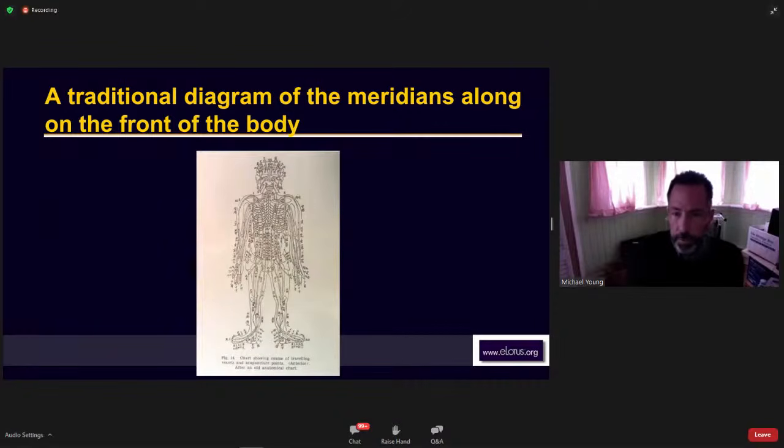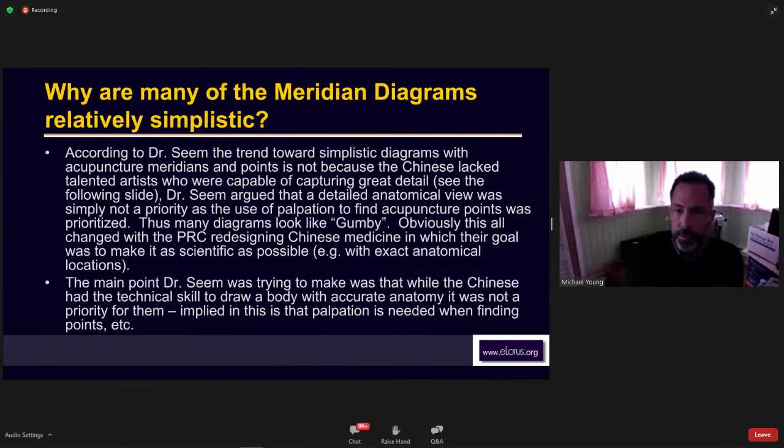So here's an example of what Mark Seem talks about, a relatively simplistic chart of the meridians. And Dr. Seem, again, says the Chinese didn't lack talented artists. The following slide has some landscape artwork. Dr. Seem argued that a detailed anatomical view was just not a priority, as the use of palpation to find the points was prioritized. Many diagrams look like Gumby.